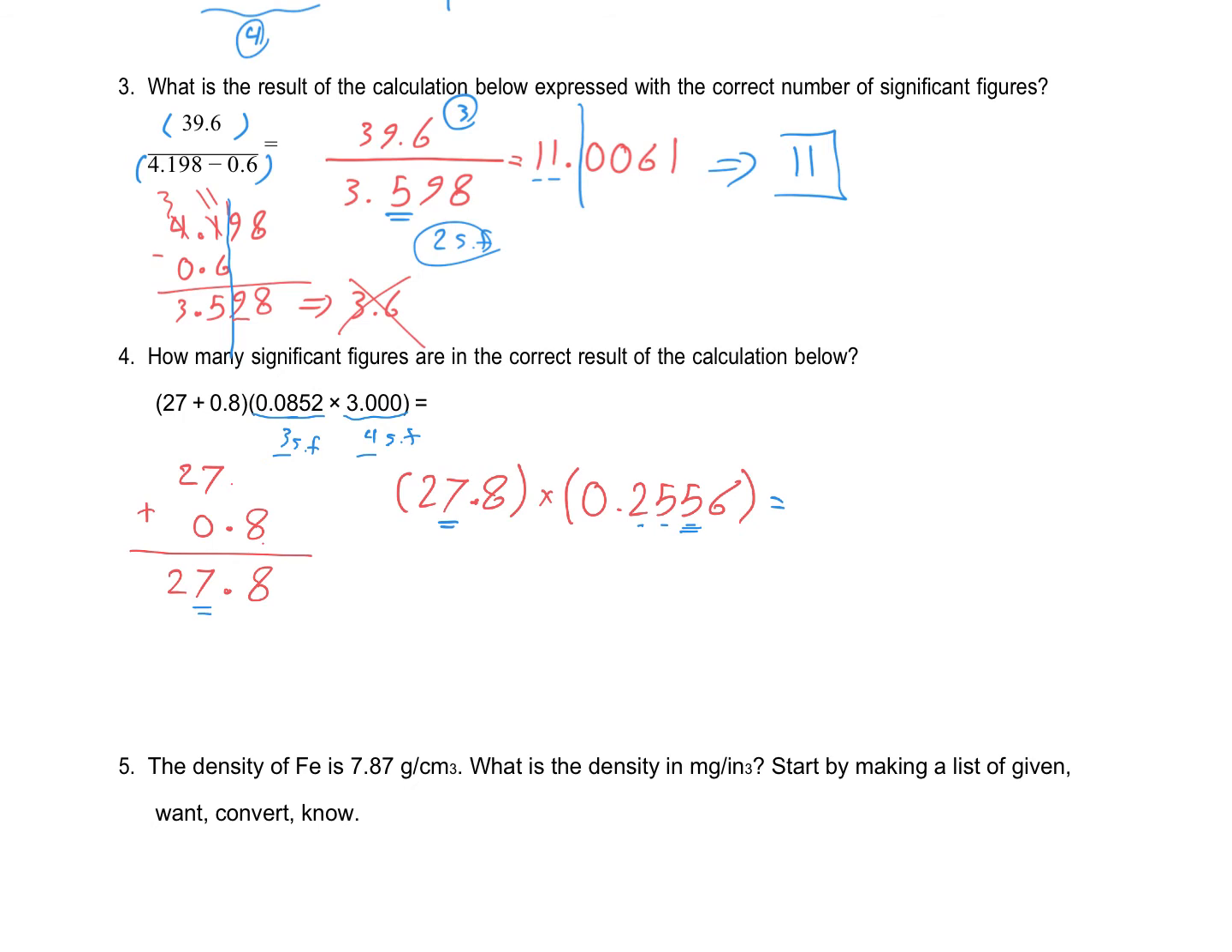Okay, and you multiply these two. It's a multiplication, and the answer is 7.1057. Again, 4 decimal places. Then you have to count how many significant figures you need to report. So how many do we have in this one? We have 2. We write 3, but we have 2.